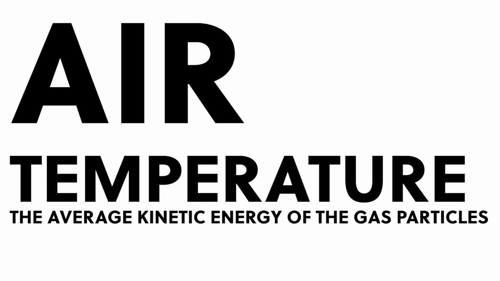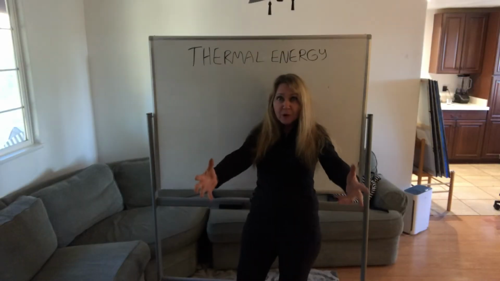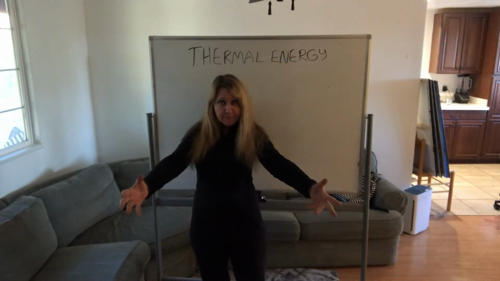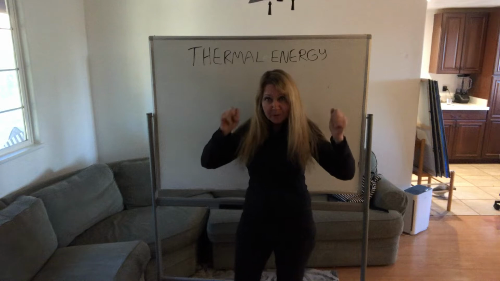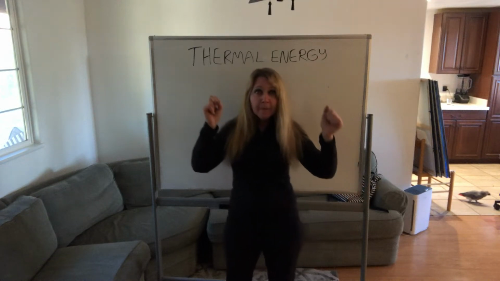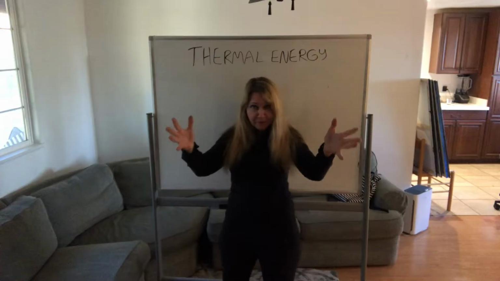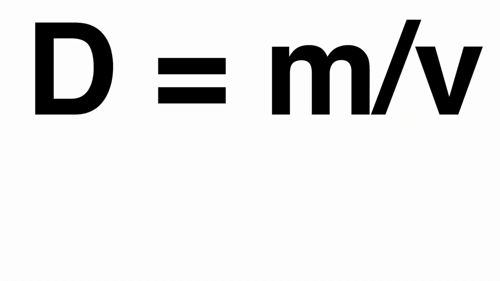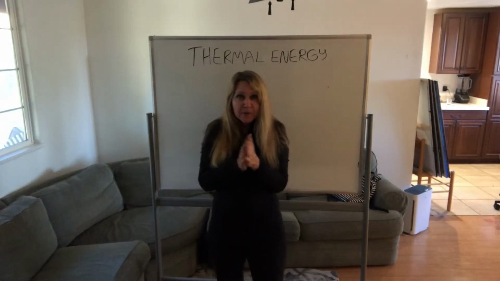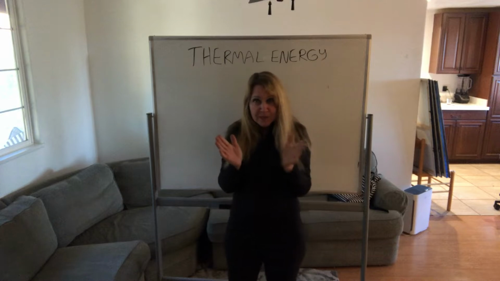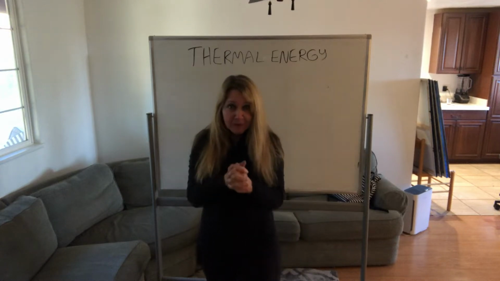So how fast on average are the particles moving? If they're moving faster, it's hotter. If they're moving slower, it's colder. And then we look at the density of the air, which is mass over volume. So it's how packed the gas particles are in space. So we think about pressure, temperature, density.